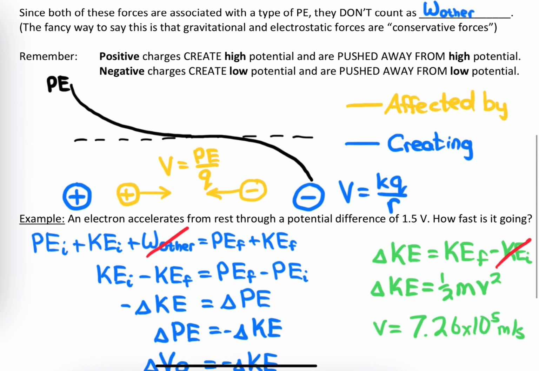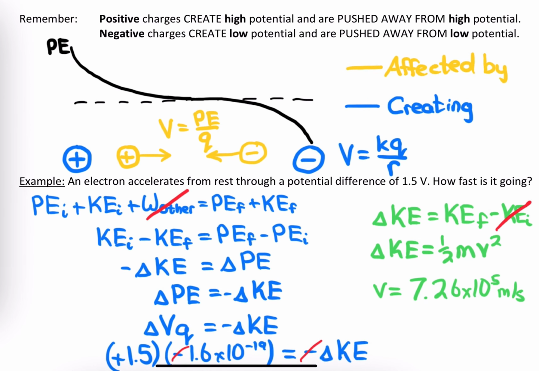Other than that, the one other thing that I really want to highlight in this lesson is that positive charges create high potential, and other positive charges will then be pushed away from this high potential. So positive charges make high potential and they run from high potential. Negative charges do the opposite. They create low potential and they run from, or are pushed away from, low potential.